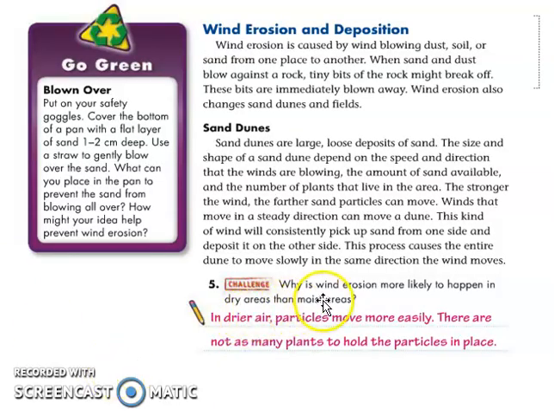Number 5. Why is wind erosion more likely to happen in dry areas than in moist areas? It is because the area is drier. The particles move very easily because there is nothing to hold them. Imagine if the desert is wet. Do you think the particles could be easily carried away by the wind? Of course not, because if that is the case, the dust will be mud, and mud is not easy to carry by the wind.